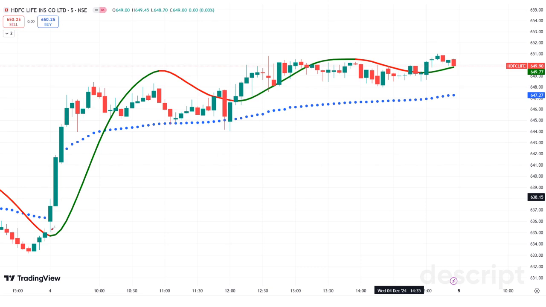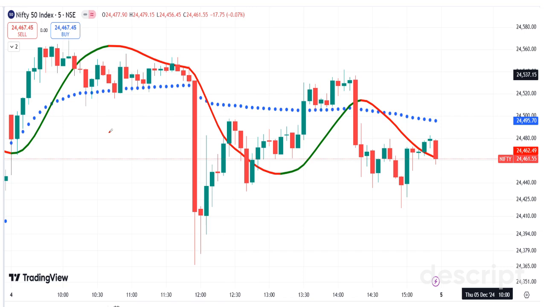Whenever you see a change in color, you're looking for a change in some sort of trend. So this is the simple trend. Over here, I've used VWAP. You can use any other indicator. Let's see a few more examples.